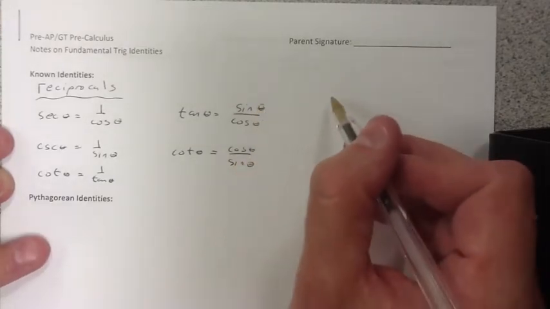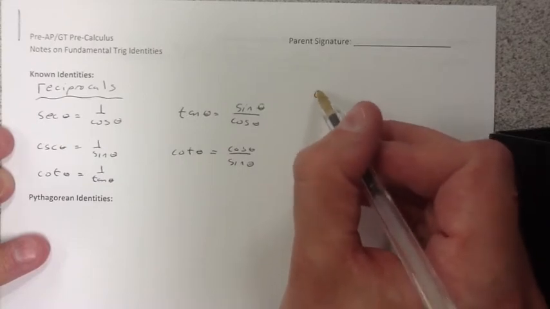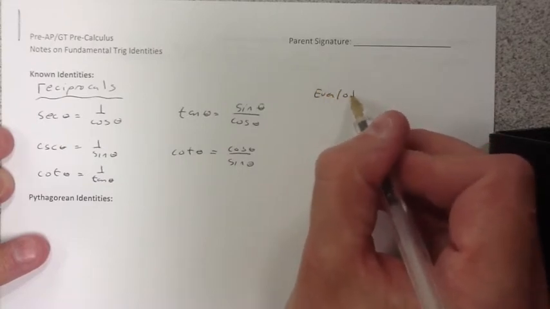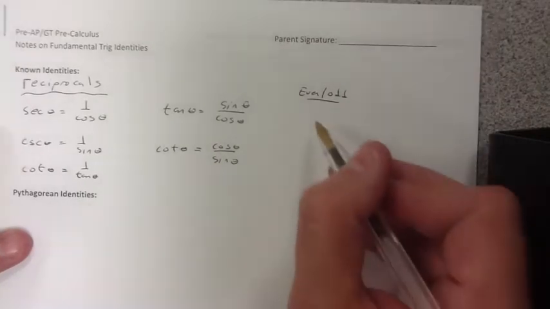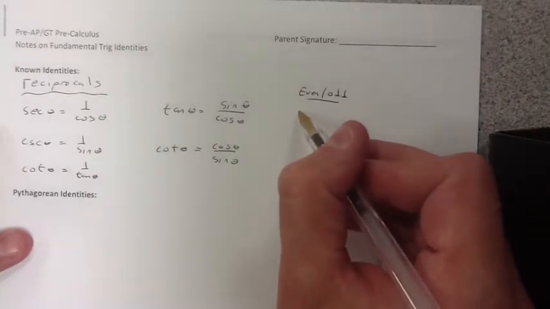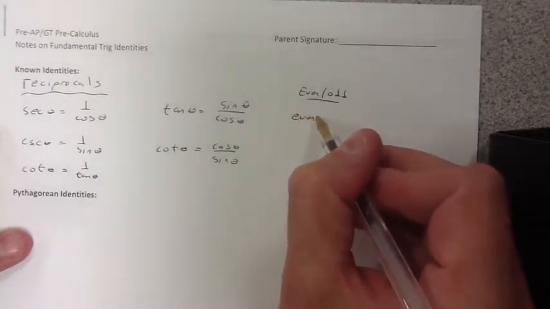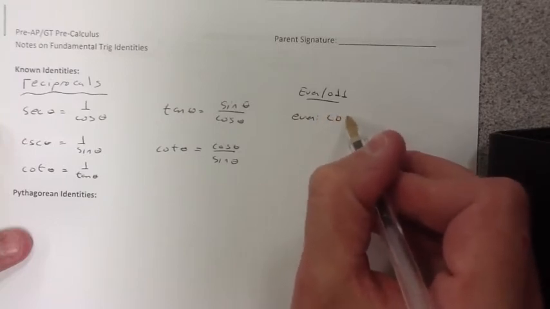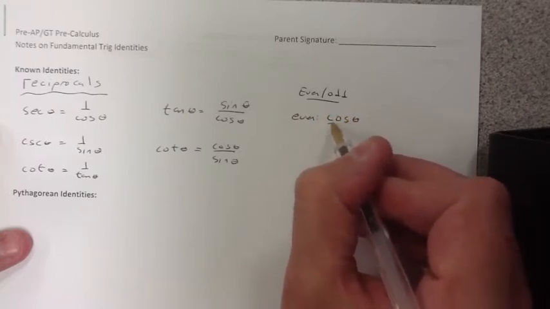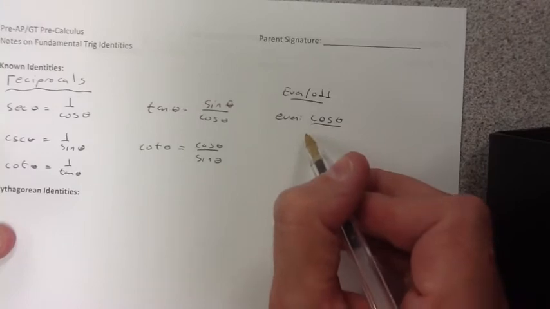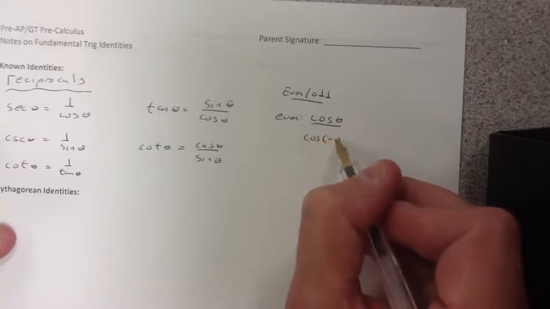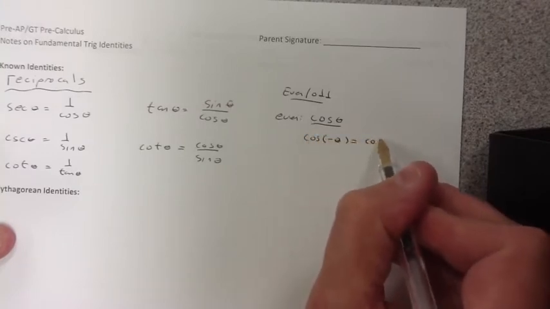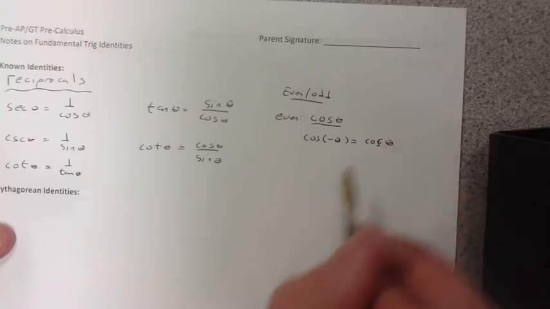And the last ones that we already learned, and this is a little harder one, are the even and odd functions. Okay? And the first one, let's talk about the evens. The even function, there's only one, and that's the cosine of theta. And what that meant was that if you have the cosine of negative theta, that's just going to equal the cosine of theta itself.